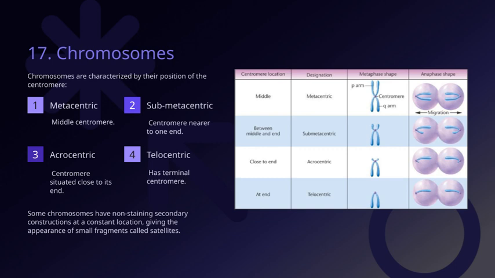Finally, the most central position is seen in metacentric chromosomes, where the centromere is roughly in the middle, resulting in two arms of approximately equal length. Understanding these variations is crucial because the position of the centromere influences chromosome behavior during cell division and helps us classify different chromosome types across species.